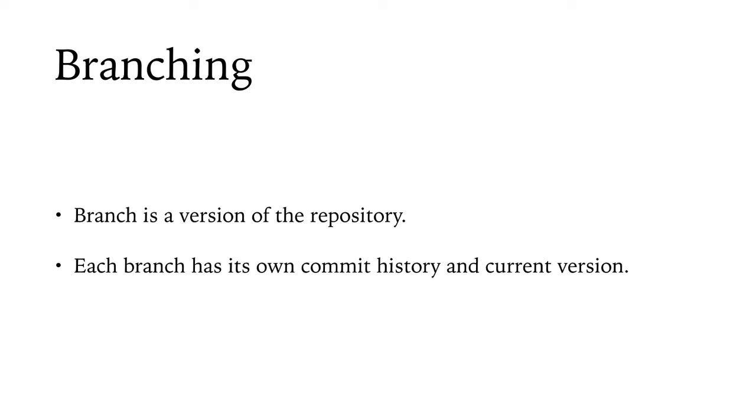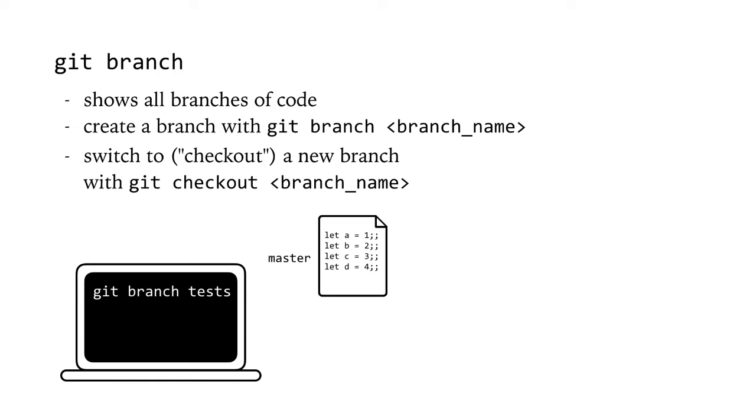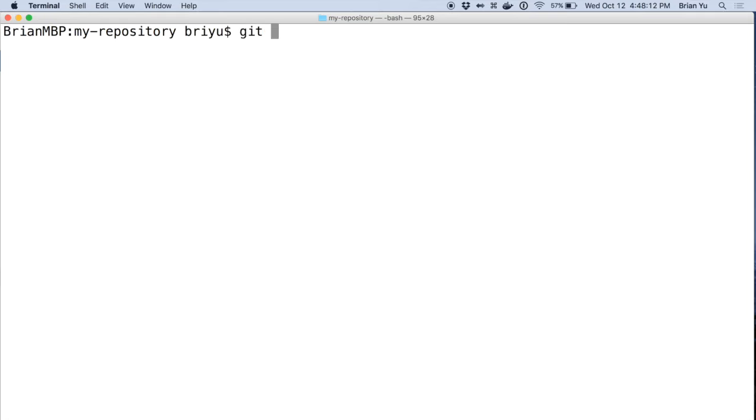Finally, let's talk about branching. Branching lets you maintain different versions of your repository at the same time. Each branch has its own commit history and its own most recent version. By default, all of the work you do on a repository is on the master branch. If I want to make some edits without fear that I'll mess up master, I can create a new branch via git branch followed by the name of the branch. Typing git branch alone shows me all of my current branches. Right now, it's just master.